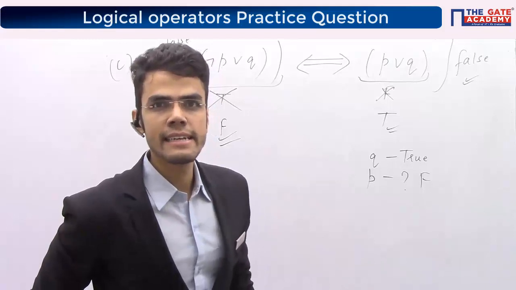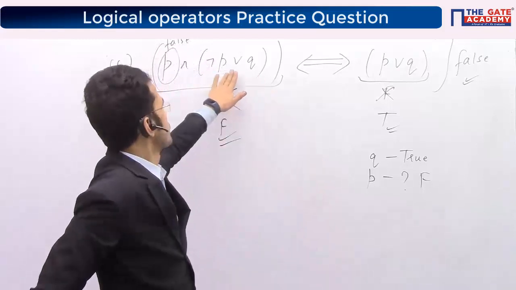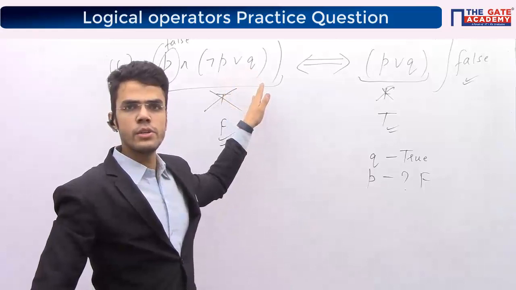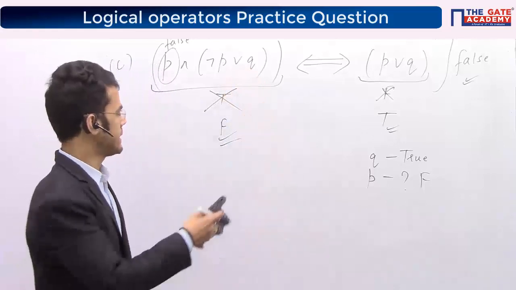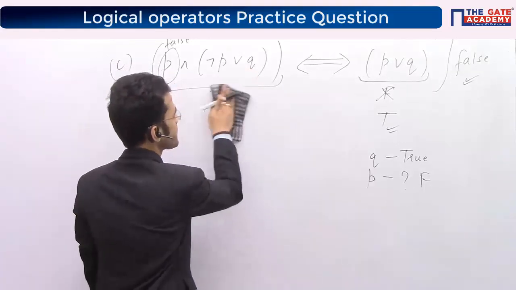You are saying, can I write negation P or Q as P implies Q? That would be okay. You can try with that option as well. That's okay. But let me go with this flow itself, right?